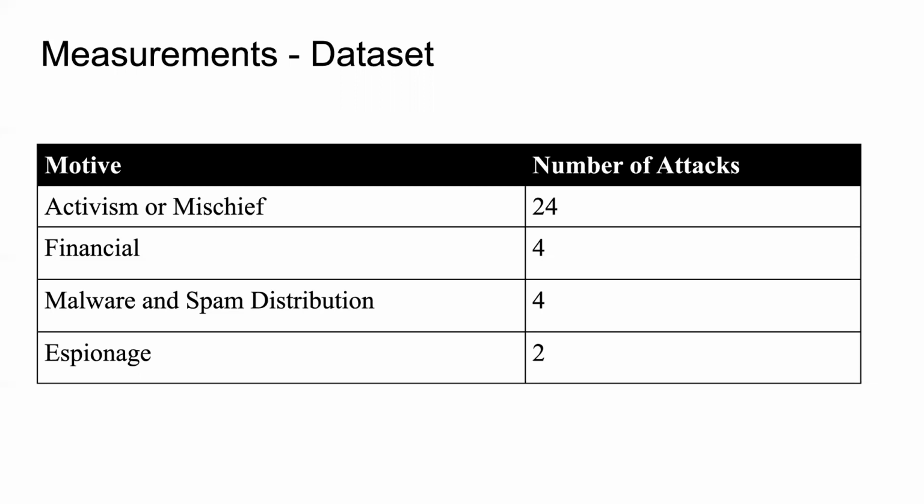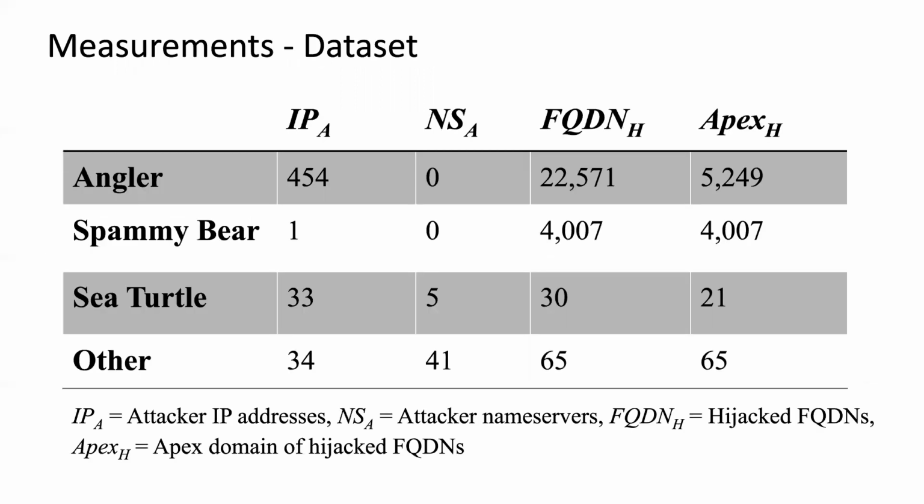Some of the attacks evidently provided direct financial gain to the attackers, while others, such as Angler and Spammy Bear, were used to distribute malicious content. Finally, two, including Sea Turtle, were used to collect information. From the reports of the attacks, we obtained over 27,000 indicators of compromise, or IOCs. These included the fully qualified domain names, FQDNs, known to have been targeted in the hijackings, as well as the name servers and IP addresses used by attackers.